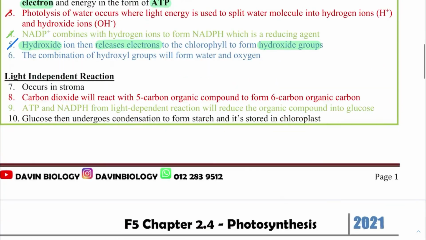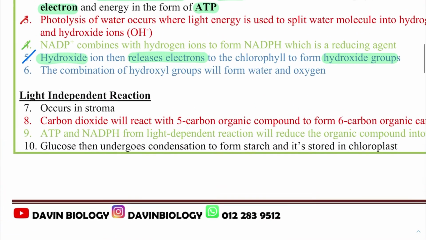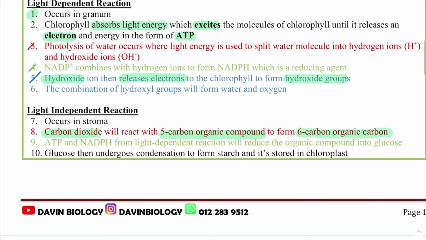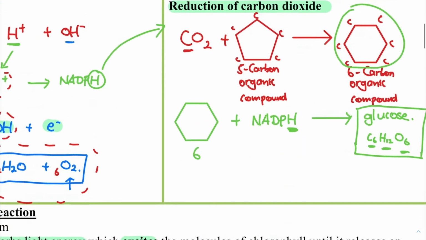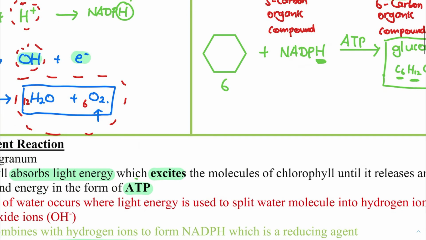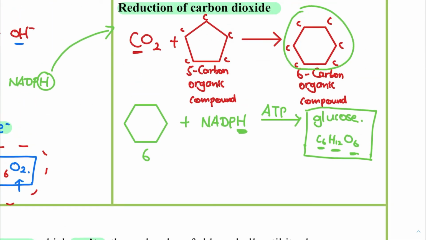Okay, so let's look at the explanation over here. Carbon dioxide will react with 5 carbon organic compound to form a 6 carbon organic compound. So you just have to mention that exactly from the equation, that ATP and NADPH from a light-dependent reaction will reduce the organic compound into glucose. So I actually left out one thing here just now. There's supposed to be one energy over here, the ATP that we mentioned just now. This ATP, which is energy, is used to combine the 6 carbon organic compound and the hydrogen from the NADPH to form glucose.